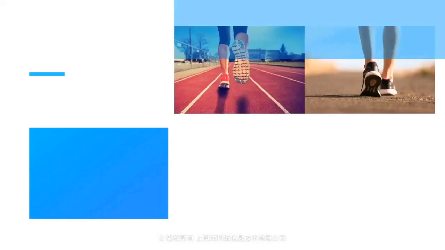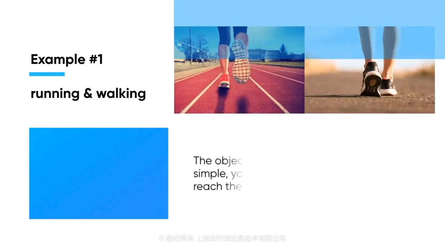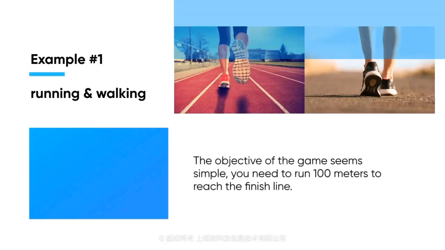To illustrate how complex our normal movements can be, let's look at the famous online game QWOP, named after the 4 keys on the keyboard it uses to control. The objective of the game seems simple. You need to run 100 meters to reach the finish line.